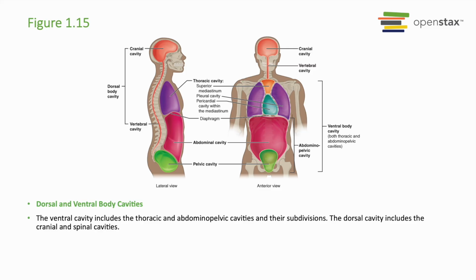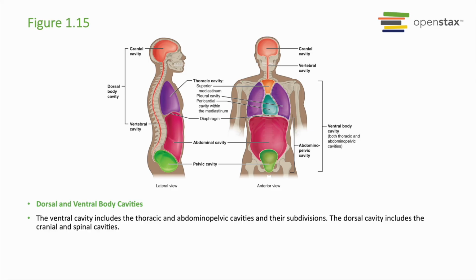The pericardial cavity within the mediastinum is located at the center of the chest, below the superior mediastinum. The pericardial cavity roughly outlines the shape of the heart. The diaphragm divides the thoracic and the abdominal cavities. The abdominal cavity occupies the entire lower half of the trunk, anterior to the spine. Just under the abdominal cavity, anterior to the buttocks, is the pelvic cavity. The pelvic cavity is funnel-shaped and is located inferior and anterior to the abdominal cavity.